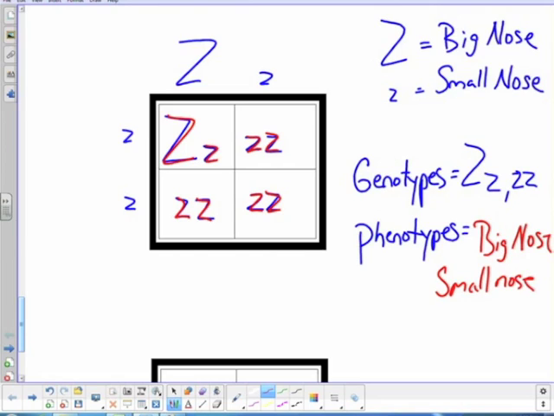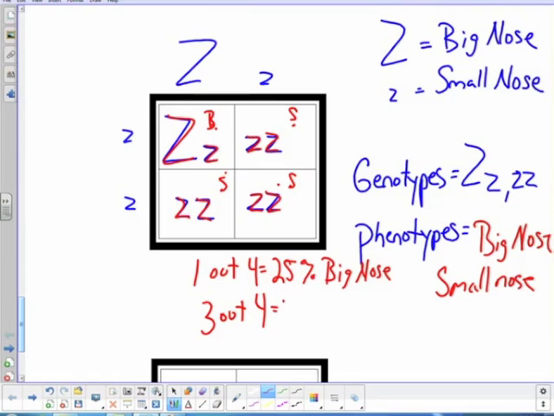What's the chances that these offspring will have a big nose? What's the probability that these offspring will have a big nose? Well, I've got big nose here, small, small, small. So I've got one out of four, which equals 25% big nose. And then what's the probability that this offspring will have a small nose? I've got three out of four, which equals 75% small nose.